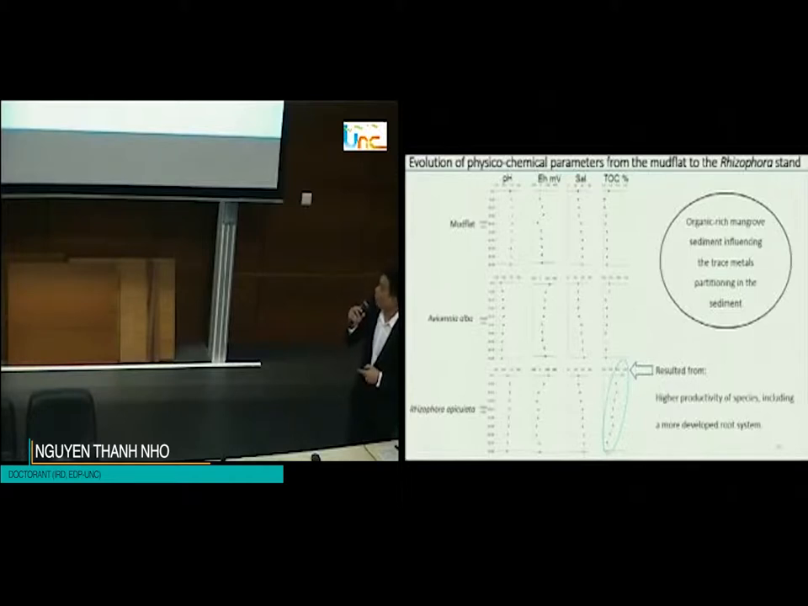from the mudflat to the Rhizophora stand. Especially, total organic carbon in the Rhizophora was higher than that measured in the Avicennia stand and the mudflat. This may be related to the higher productivity of Rhizophora, including a more developed root system. And we suggest the different content of total organic carbon induces different redox potential in the sediment cores, characterized by suboxic to anoxic conditions. We also suggest that organic-rich mangrove sediment may influence trace metal partitioning in the sediment.